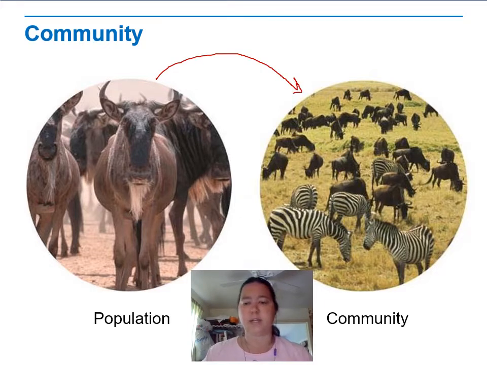And what looks different in this picture? Here we go from one organism, one type of organism. I think that's a wildebeest. Not 100% sure, but I'm pretty sure that's a wildebeest. So now we have wildebeest and zebras and grass and all sorts of other stuff. So a community is all of the different organisms. So if the population was squirrels in Washington Lake Park, the community is squirrels and birds and grass in Washington Lake Park.